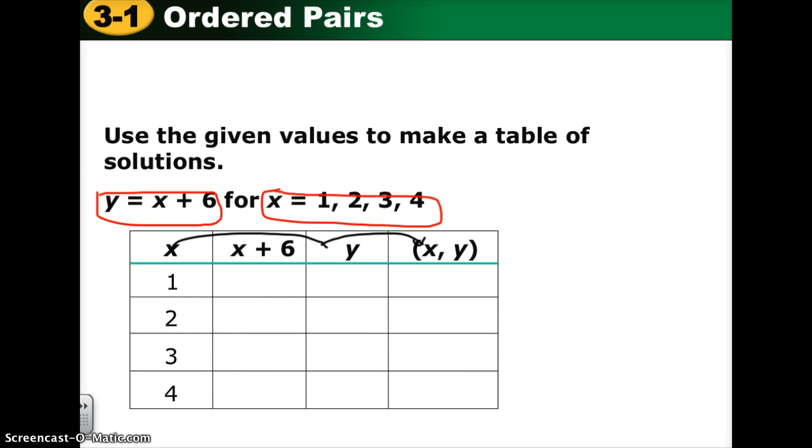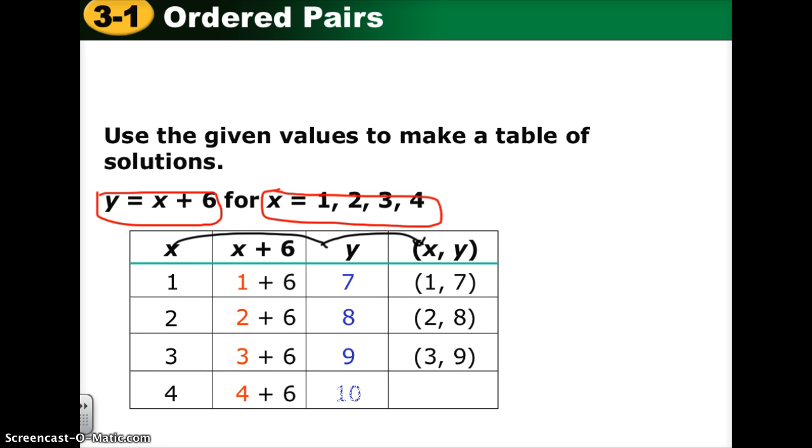Let's try another one. Our expression has changed a little bit. Now it's y equals x plus 6. We're still using 1, 2, 3, and 4. So now we're replacing, instead of x plus 3, we're doing x plus 6. So 1 plus 6 is 7, 1 comma 7. 2 plus 6 is 8, 2 comma 8. 3 plus 6 is 9, 3 comma 9. 4 plus 6 is 10, 4 comma 10.